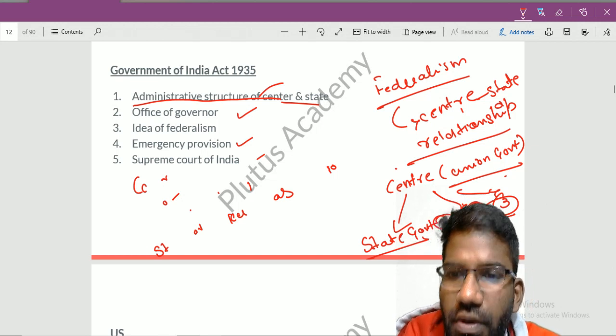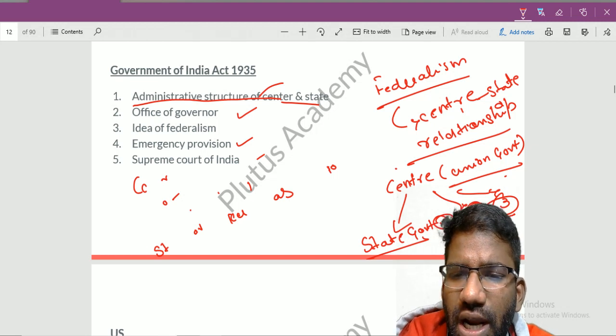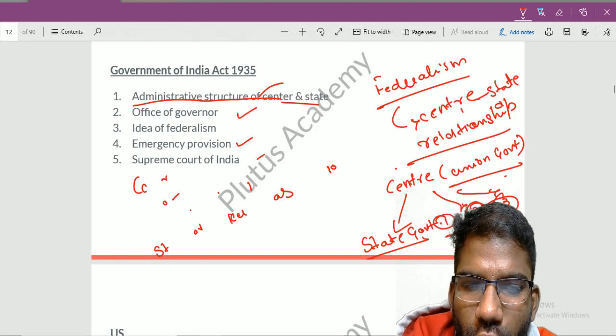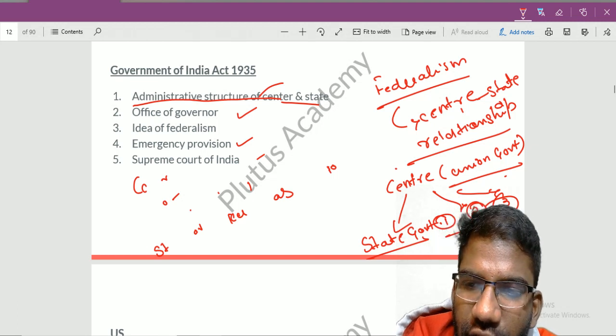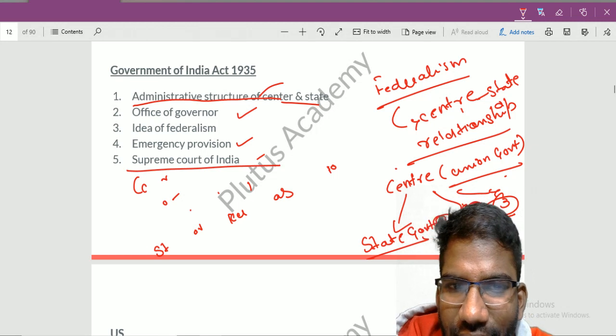Now, the Supreme Court of India, the primary and most important judicial aspect of India, has been taken from the Government of India Act 1935. The office of Supreme Court has been taken from the Government of India Act 1935.